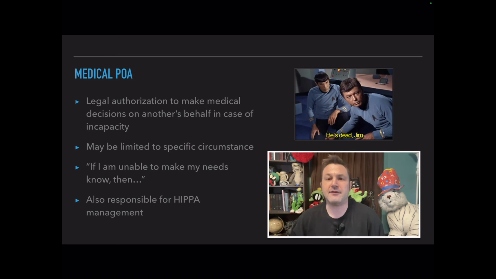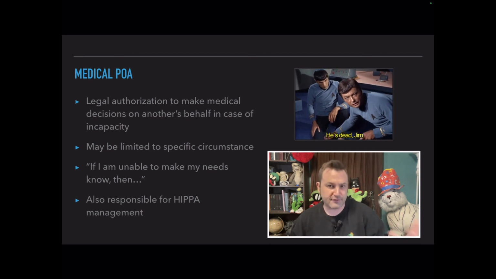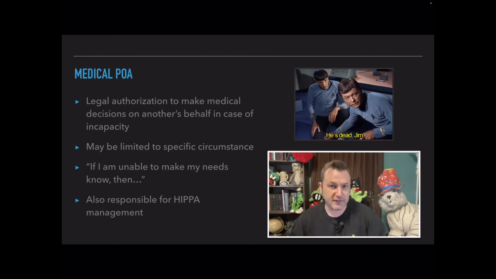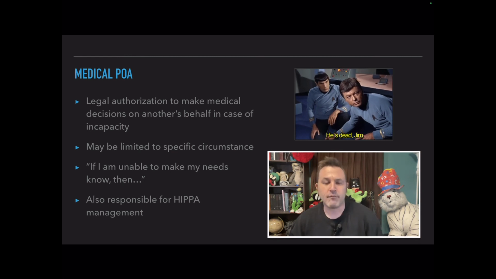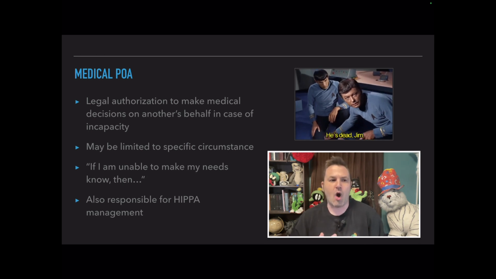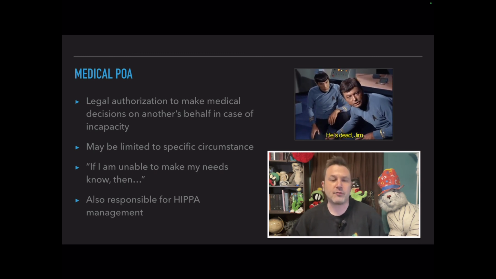Now, the other POA is the medical POA. This person has the legal authorization to make medical decisions on the grantor's behalf in case of incapacity. Again, just like the POA, this can be limited to specific circumstances. Obviously, one of the circumstances is if I'm unable to make my needs known. It can also be for a set amount of time. This person also is responsible for managing medical records, okaying treatment options, discussing them with the care team. They're also responsible for HIPAA management. So this person designates who gets to know what and when, and what the facility can tell other people.